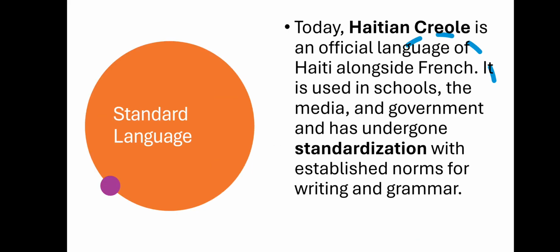It became a Creole. Later it became a standard language. Today, Haitian Creole is an official language of Haiti alongside French. French is also an official language. It is used in schools, the media, and the government, and has undergone standardization with established norms for writing and grammar.